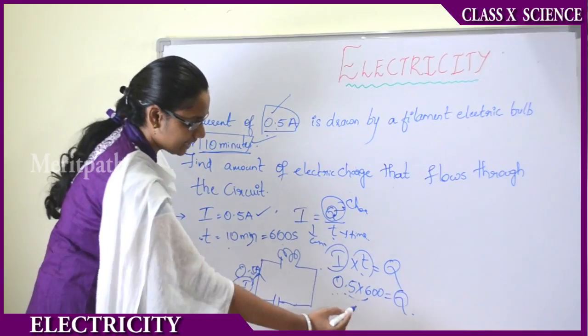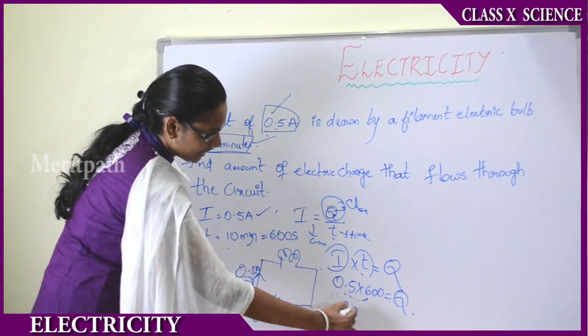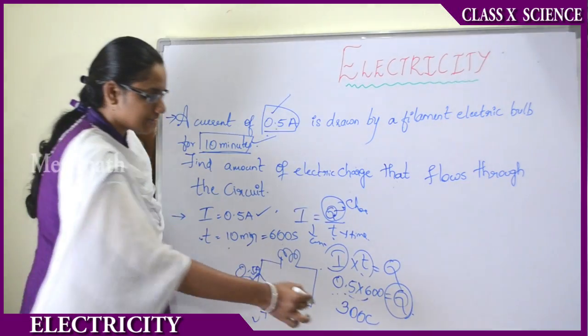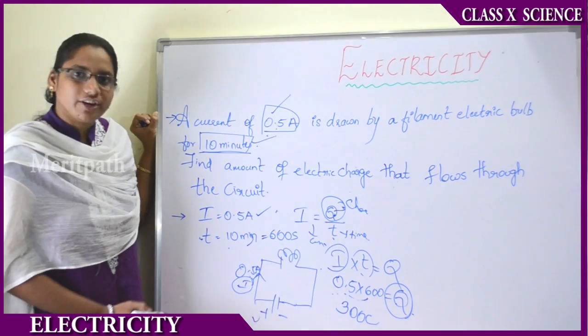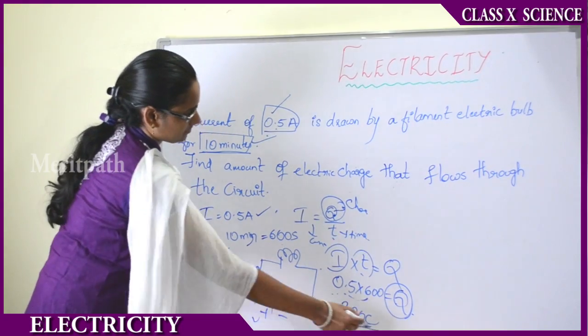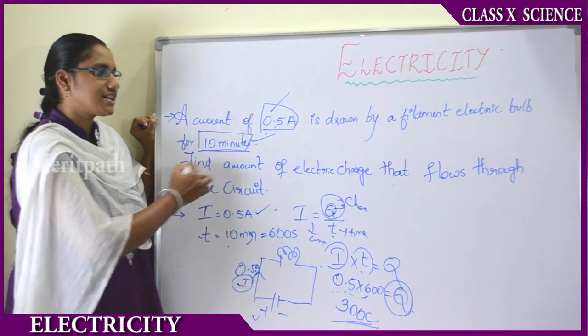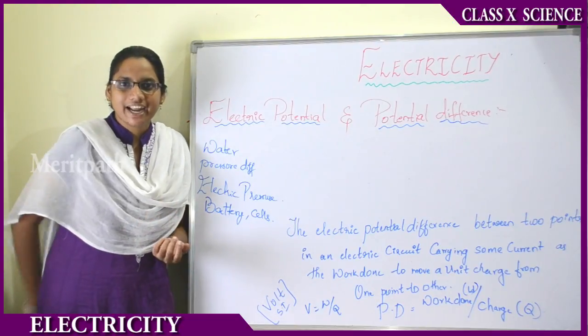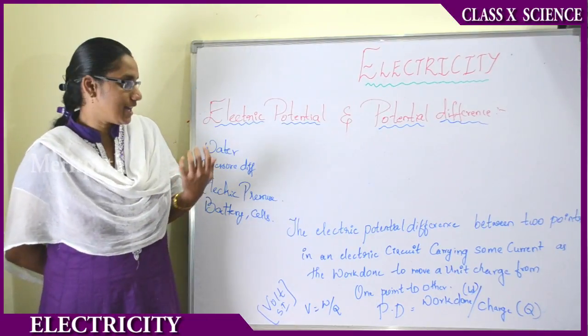0.5 into 600, it is giving us 300 coulombs. Charge is defined with the symbol Q, and the SI unit of charge is coulomb. Thus we will be finding out the amount of electric charge flowing in the circuit. We have learned the electric current and the electric circuit of an electricity, right?